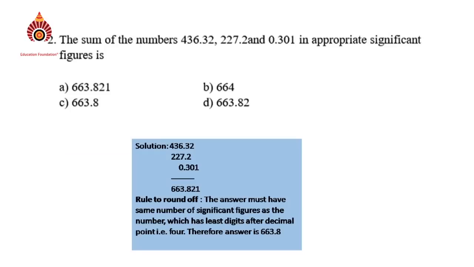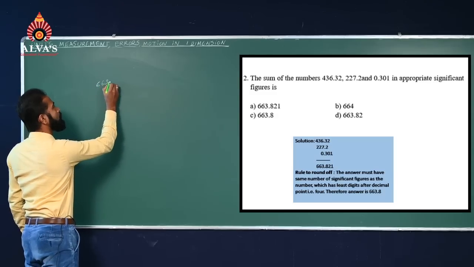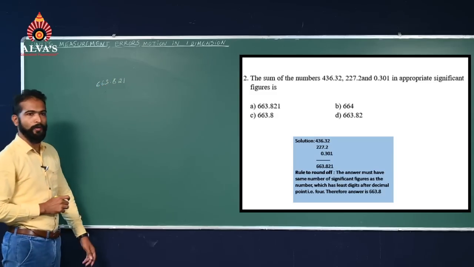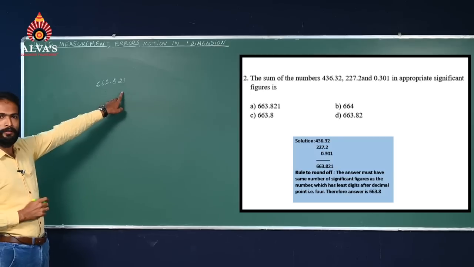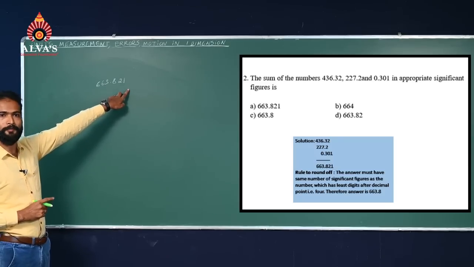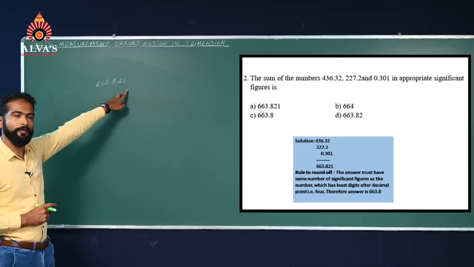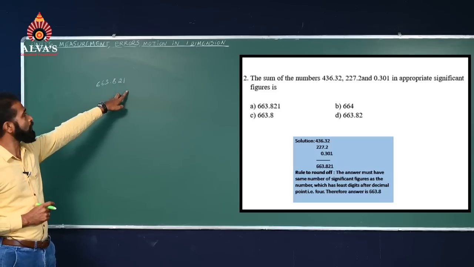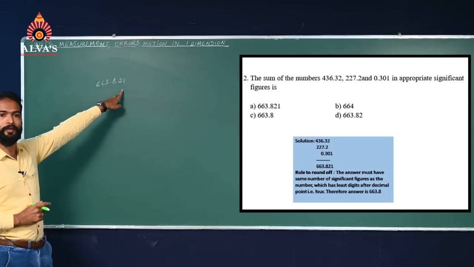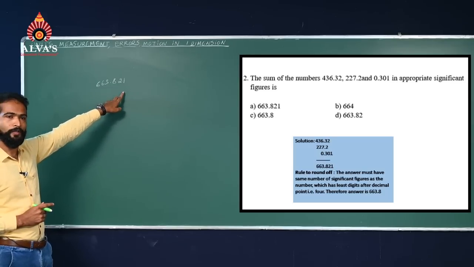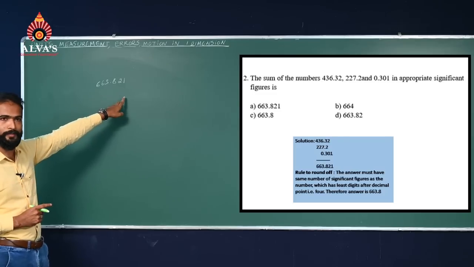The sum of numbers 436.32, 227.2 and 0.301 in appropriate significant figures is. When we add these numbers, we are going to get 663.821. If you look at the total answer, there are 6 digits here. But as per the rules of significant figures, when adding numbers which have decimal points, the answer must contain as many digits after the decimal point as the number which has the minimum number of digits after the decimal point.